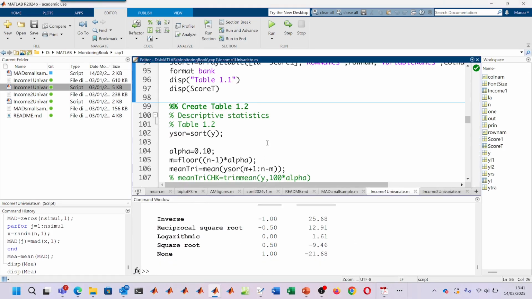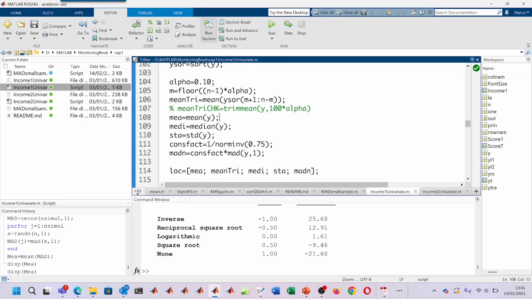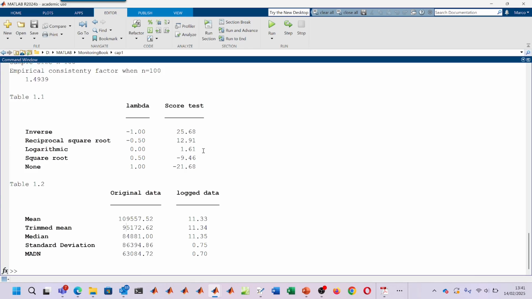The next step is to compare the location and dispersion statistics for the original and logged data. From this table, which is table 1.2, we can see that while the difference between the mean and the median is very high for the original data, this difference is negligible for the log transformed data. Same thing for the difference between the standard deviation and the MAD, although for the standard deviation estimation, the difference is somewhat less severe.